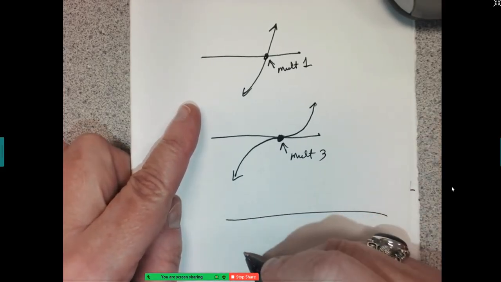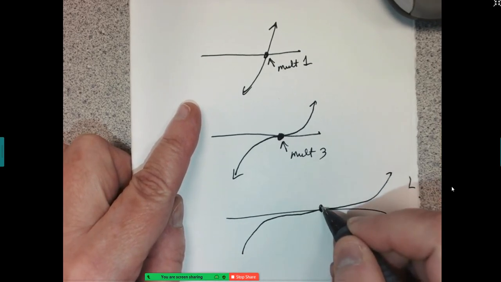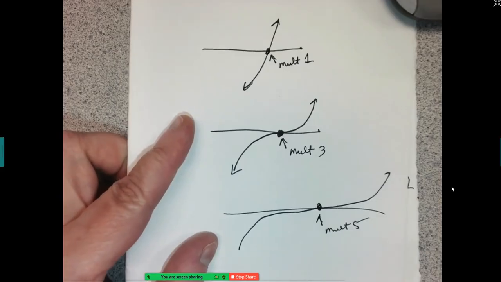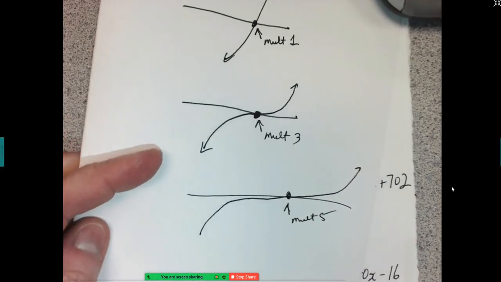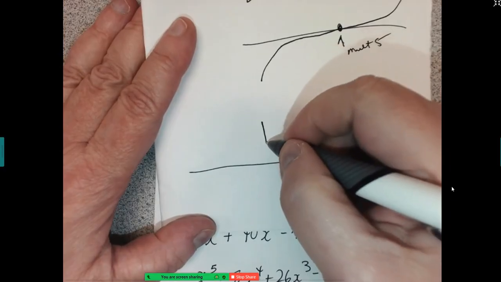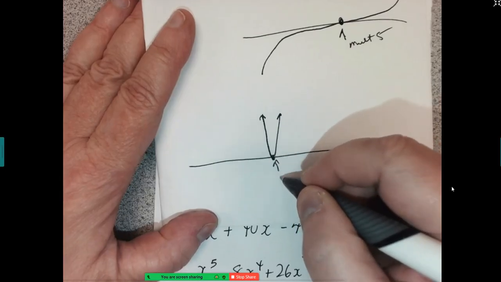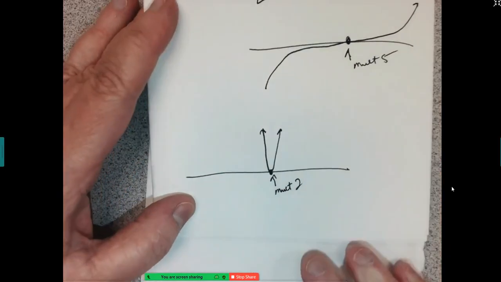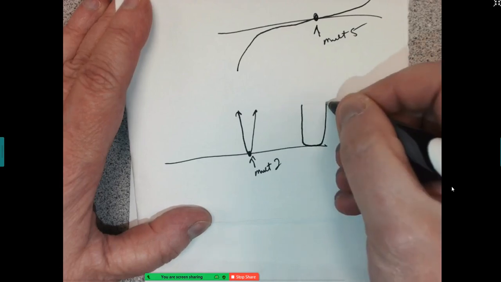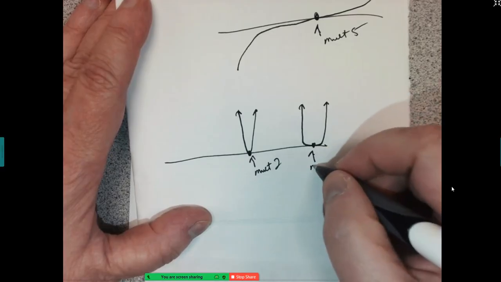Something with multiplicity 5 would be even more flattened, but it's doubtful we'd ever see something with multiplicity 5. But the higher the multiplicity gets, the more flattening effect it has. Now, it's the same for even multiplicity. Remember, even multiplicity is it touches and bounces back. So I would expect something like that to have multiplicity 2. And then something like this is more flattened, and so I would expect that to have multiplicity 4.